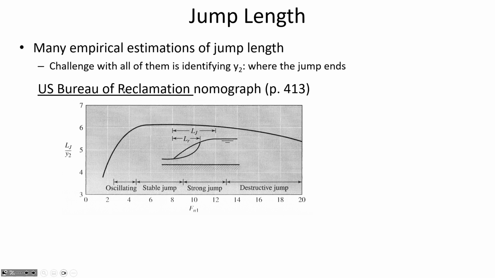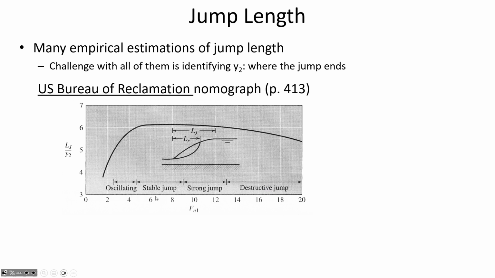But this nomograph, this thick black line, is a curve with which what we do is start with the upstream Froude number, and so it still has these hydraulic jump labels that we've just gone through.